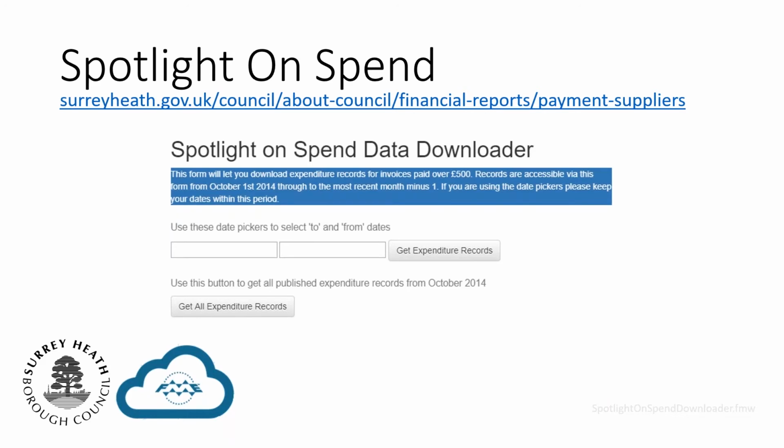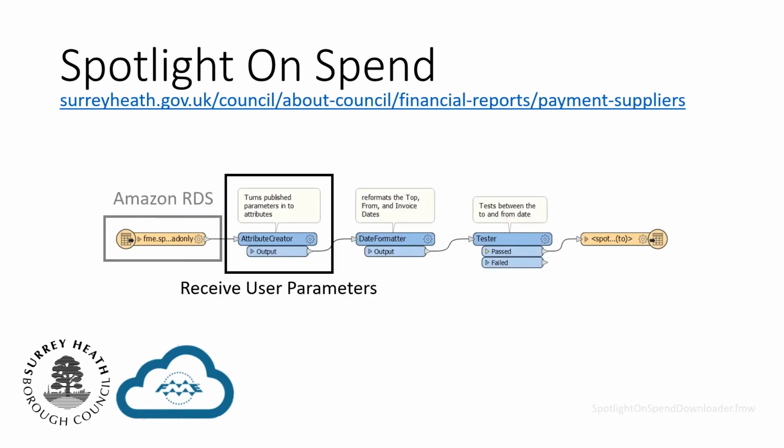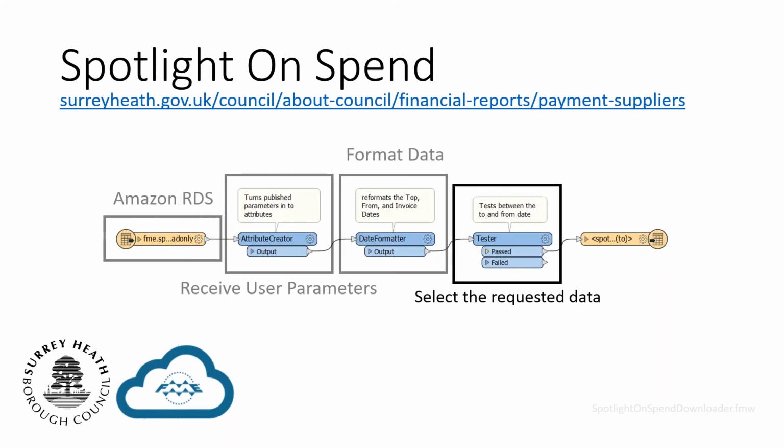So instead of having to download 3 or 4 CSVs if you're interested in 3 or 4 months of data, or if you're interested in 1 month of data, you can use this widget just to put in the dates you're interested in and get the data just for that period. So yeah, it receives the user parameters, formats the data to put it in date order, and then takes out, using the user parameters, just the data selection they're interested in, and delivers that as a CSV download for the user within their browser window.